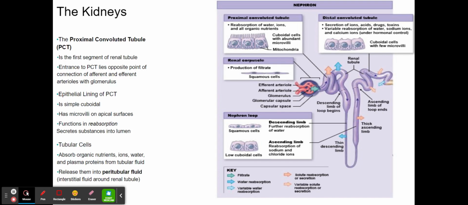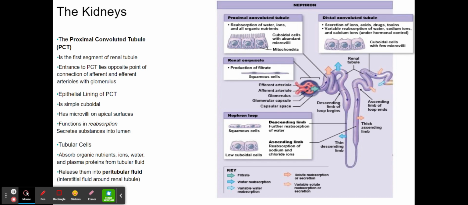Recall that the renal tubule consists of 3 segments: the proximal convoluted tubule, the nephron loop, and the distal convoluted tubule. The PCT is the first segment. Its entrance lies almost directly opposite the point where the afferent and efferent arterioles connect to the glomerulus. The lining of the PCT is a simple cuboidal epithelium whose apical surfaces have microvilli. You can check out table 26-1 for a little help on that one.